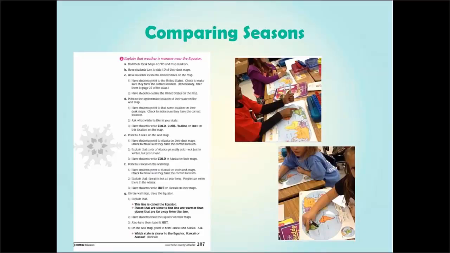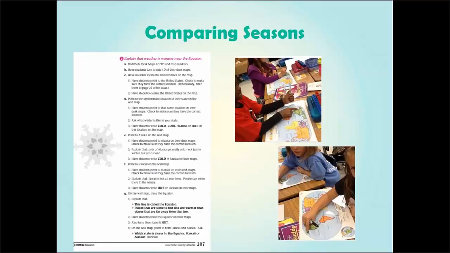Now you also have a wall map that you can use on this particular day. I did not get out the wall map, but that would be another way that you could teach this as well. We located Alaska, and we talked about how it's cold in Alaska most of the year, especially in the winter. So they wrote the word cold by Alaska. Then we went to Hawaii, and we talked about how Hawaii in the wintertime looks like Washington, D.C. in the summertime. And they wrote the word hot by Hawaii.